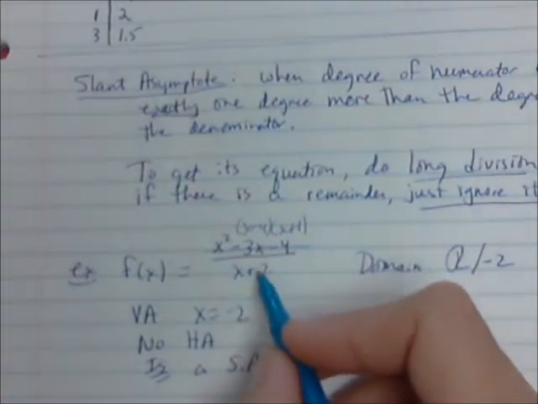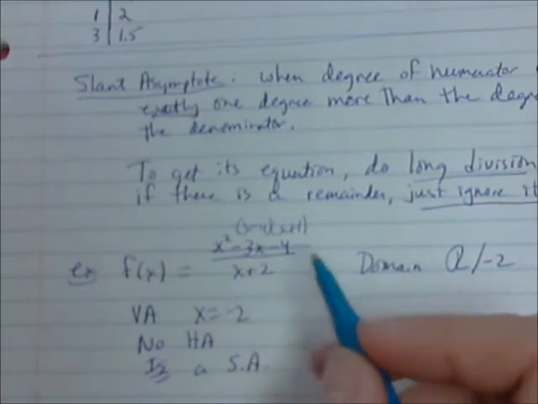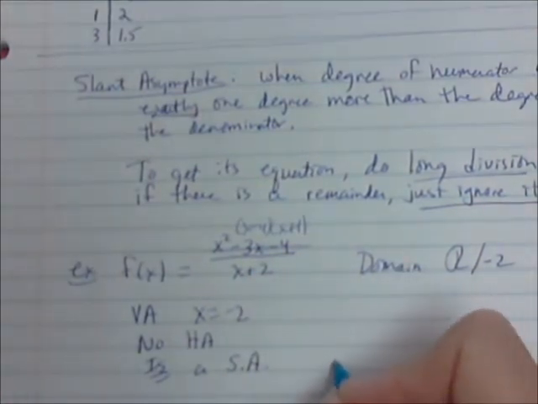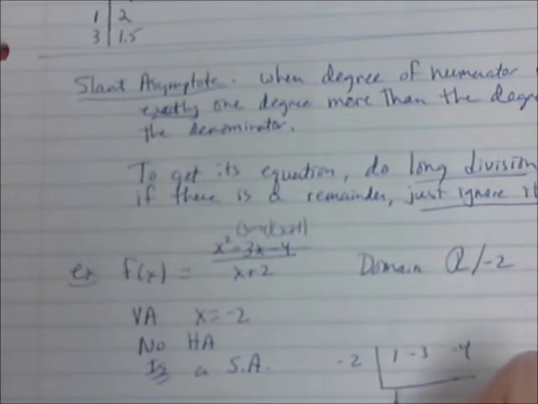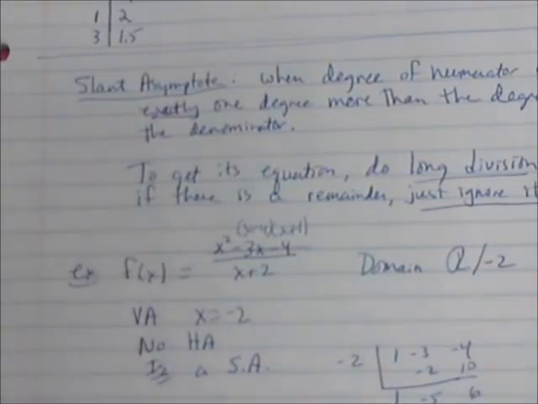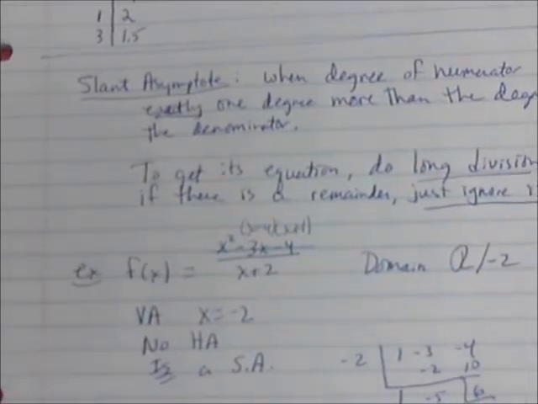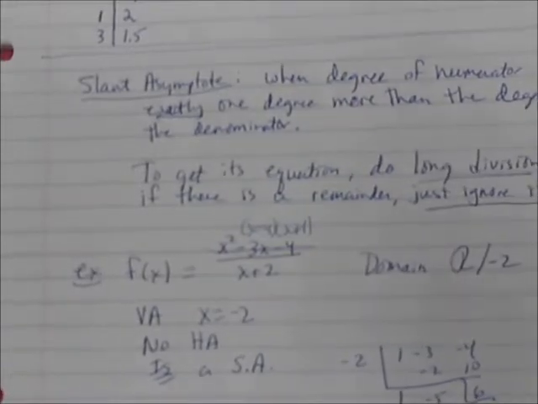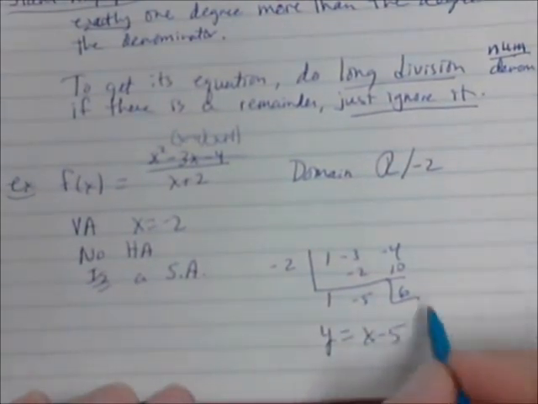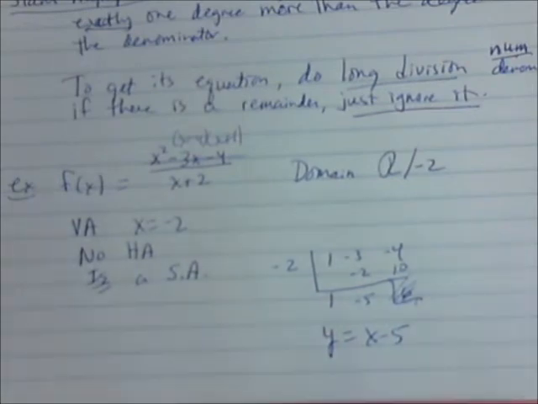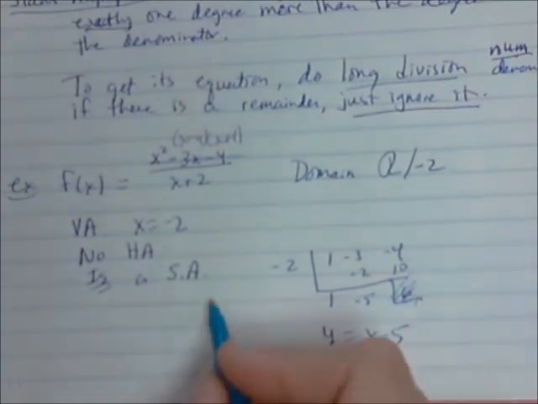Well, lucky for us, we have a function that we can use synthetic division with. So if we do synthetic division, -2 on the outside and 1, -3, -4 on the inside, we get y equals x plus 5. Or I'm sorry, x minus 5 with the remainder of 6. And this remainder of 6 you just ignore because it doesn't really matter. So we have an equation of the slant asymptote.